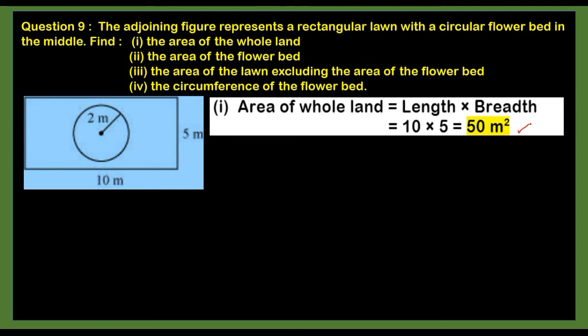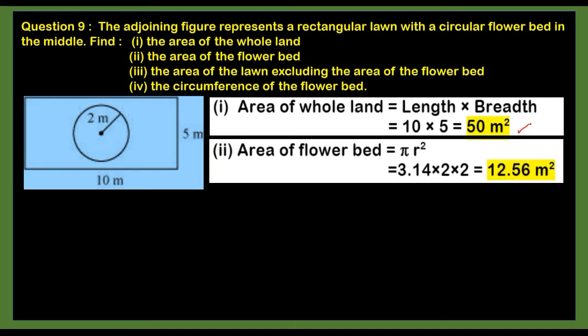Second part of the question, find the area of the flower bed. Flower bed is in the form of a circle. So area of the circular flower bed is pi r square. Putting the values, I get 12.56 meter square.